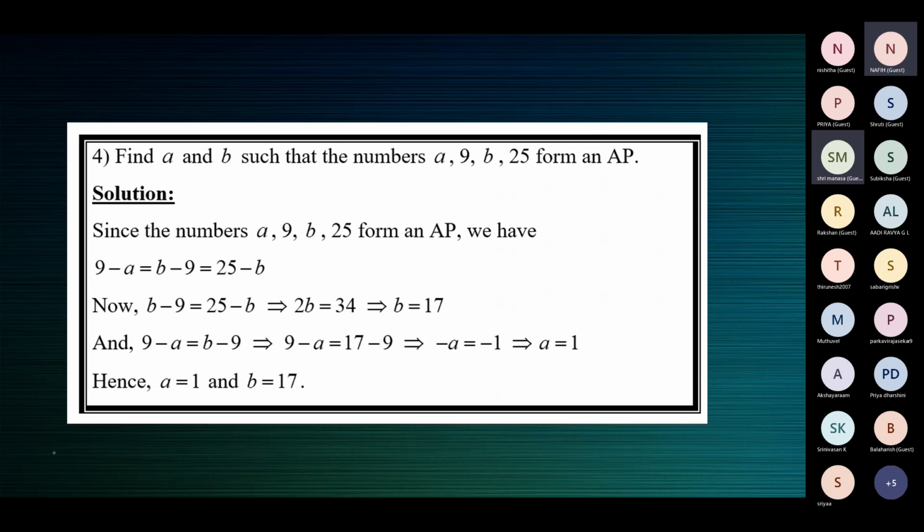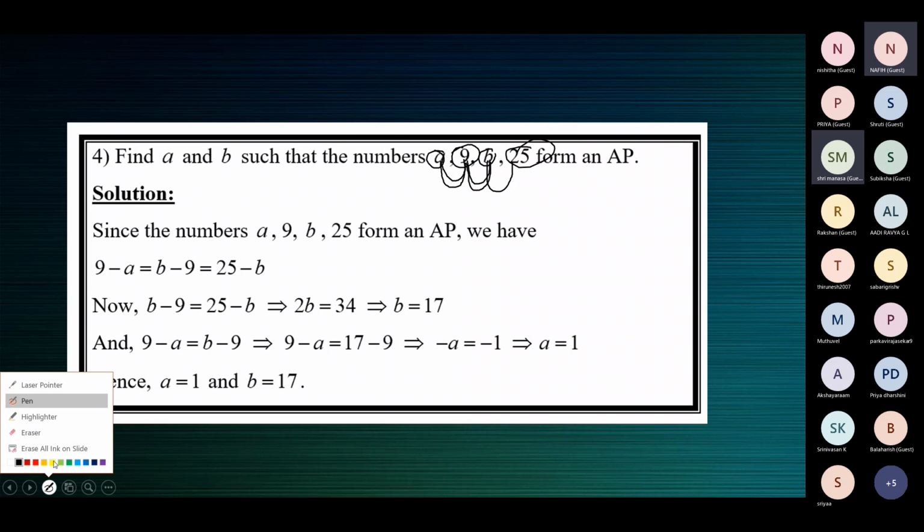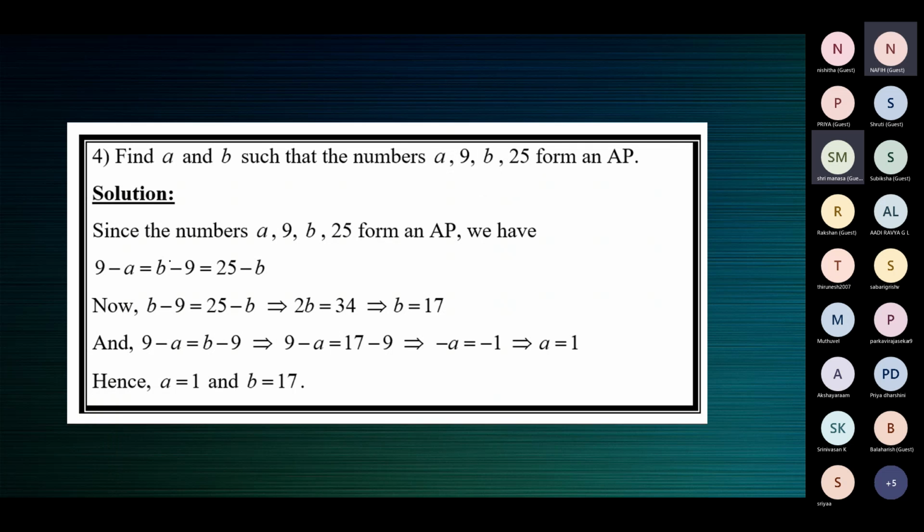Okay, so we know if numbers form an AP, then the second term minus the first term is the same as the third term minus the second. That is A2 minus A1 is equal to A3 minus A2 is equal to A4 minus A3. So you can see here, 9 minus A will be equal to B minus 9, which is equal to 25 minus B.